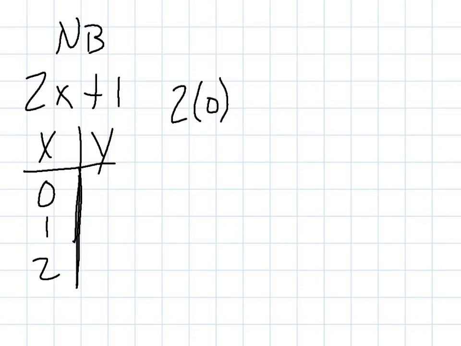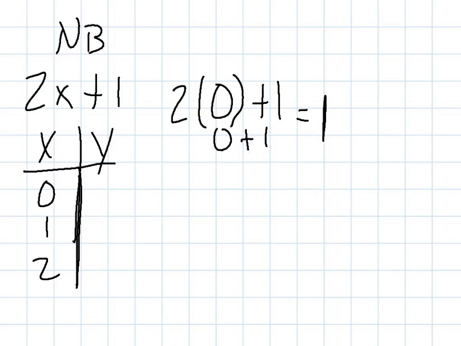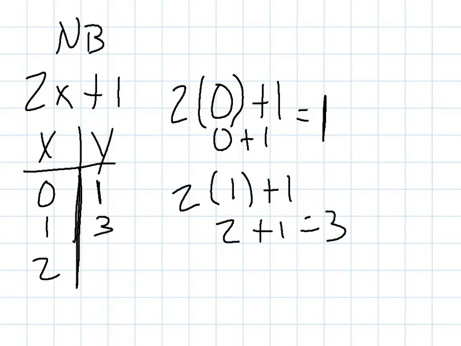So 2 times 0 plus 1, right, because the parentheses means times. So 2 times 0 is 0 plus 1, so that's going to give me 1. So if I substitute a 0 in for x, I get 1 there. Then if I substitute a 1 in for x, 2 times 1 is 2, plus 1 equals 3. And 2 times 2 plus 1 equals 5. So I know that I have to graph these 3 points on my graph.